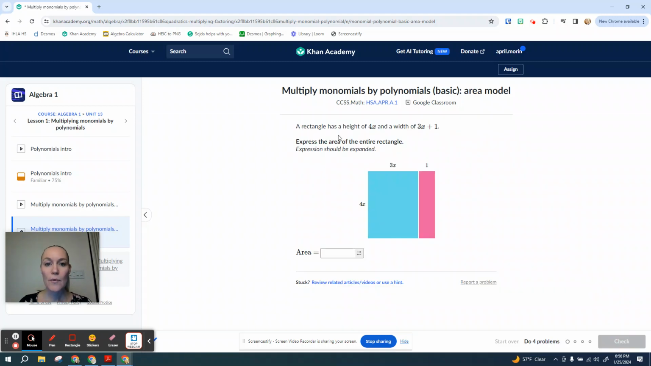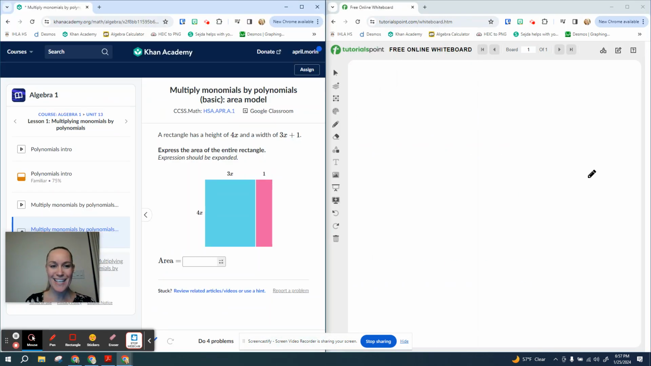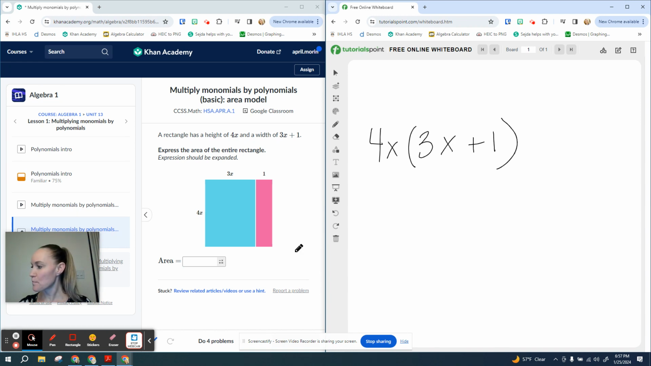Okay. A rectangle has a height of 4x and a width of 3x plus 1. Express the area of the entire rectangle, and the expression should be expanded. All right, I'm going to grab my whiteboard to help us with this. So the area, remember, is just height times width. So we're just going to write that down. So we have 4x times the quantity of 3x plus 1. And we're just going to use our distributive property.